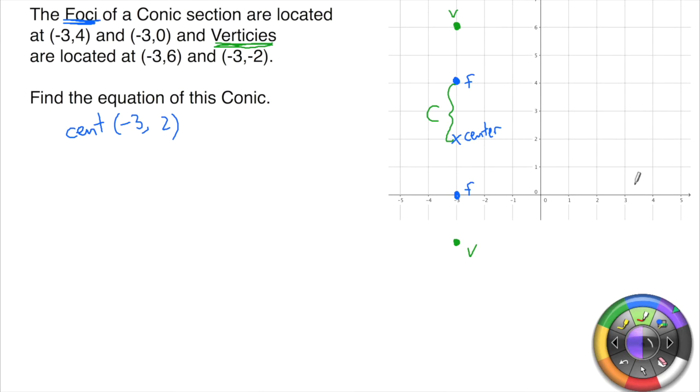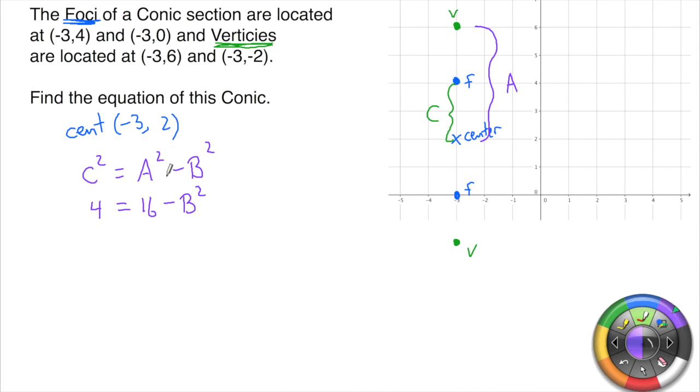And this distance from the center to the vertice is A. So then we can come up with the B part of this equation by using our little formula for ellipses, a squared minus b squared, and plug in what we know. Well, C, this distance, is just 2. So this would be 2 squared or 4. A is 1, 2, 3, 4, so that would be 16 minus b squared.